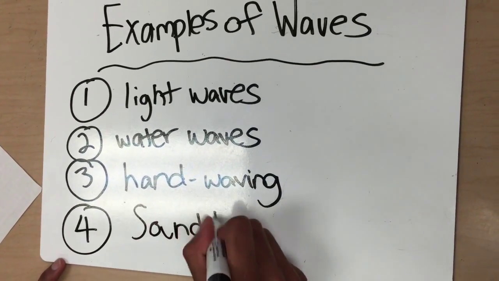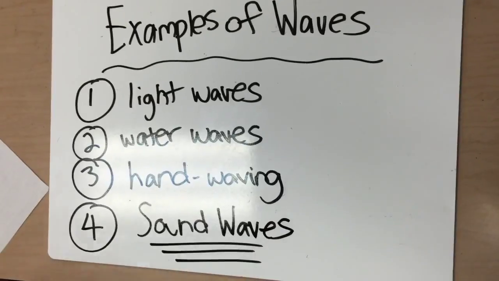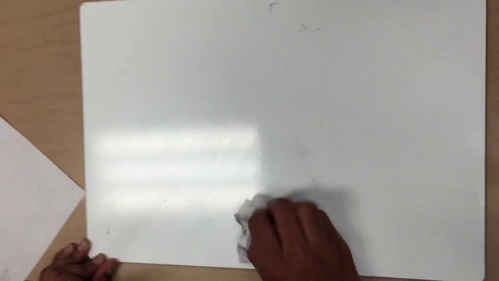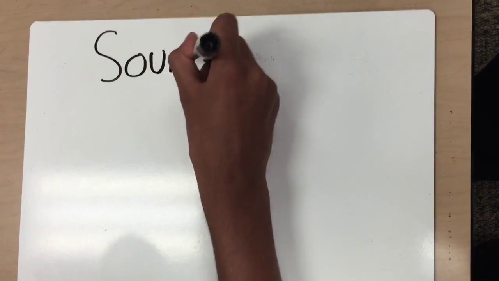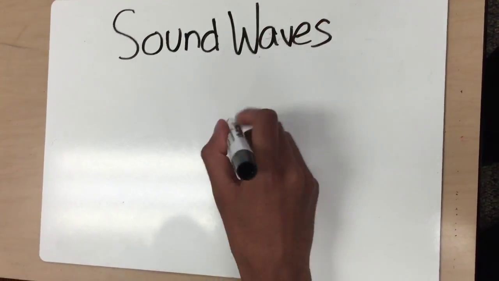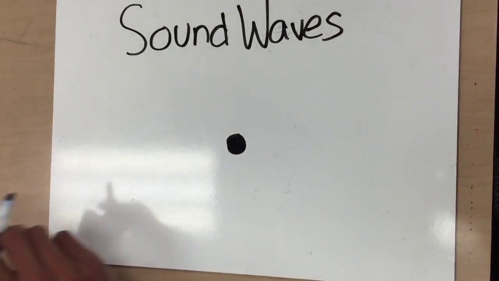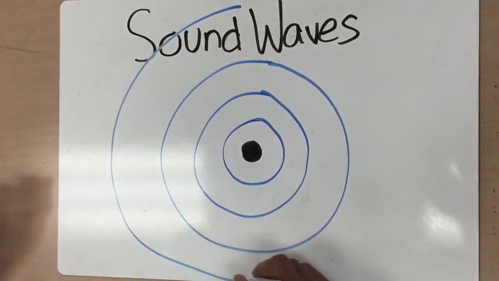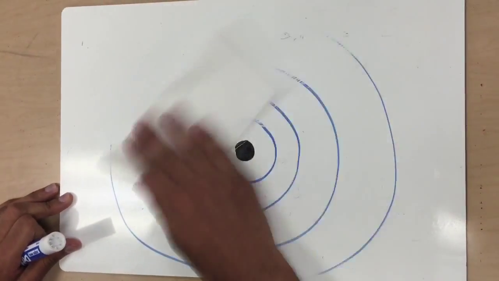And finally, sound waves. Okay, now let's look at the sound waves. Now, if you ever had a rock be thrown in a lake, if you notice it has waves going around it in circular patterns, this is just like a sound wave, because when an object emits sound, the object emits a sound in a circular motion.